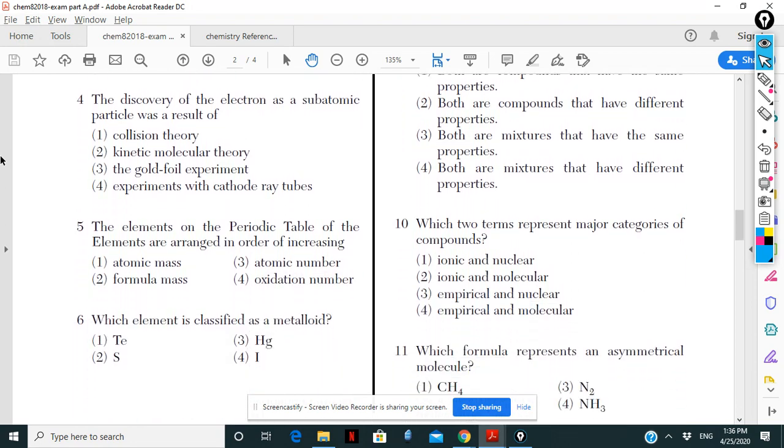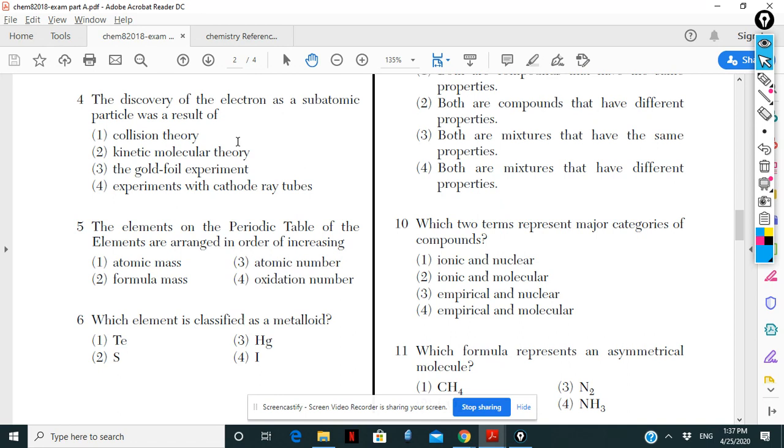Question number 4. The discovery of the electron as a subatomic particle was a result of, if you remember, the cathode ray experiment. Collision theory is talking about whether a reaction is going to take place or not. Kinetic molecular theory is about the jumping of electrons from one orbit to another. The gold foil experiment tells you that the atom is almost like a space. It's not like a condensed matter, it's a hollow material.